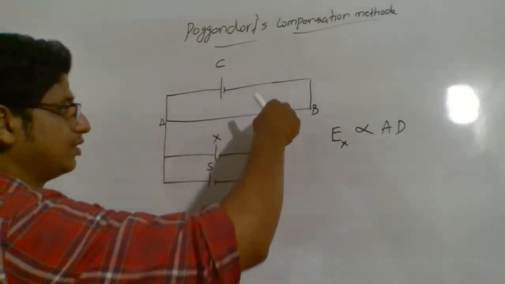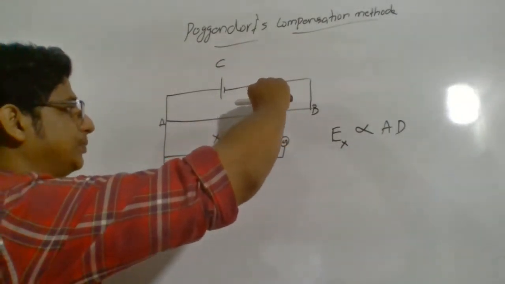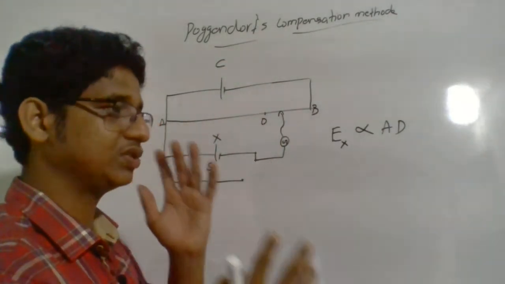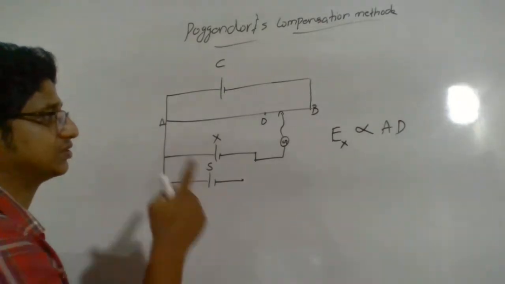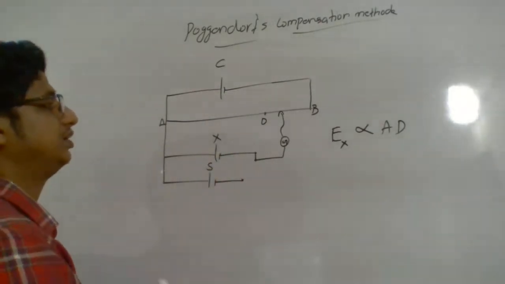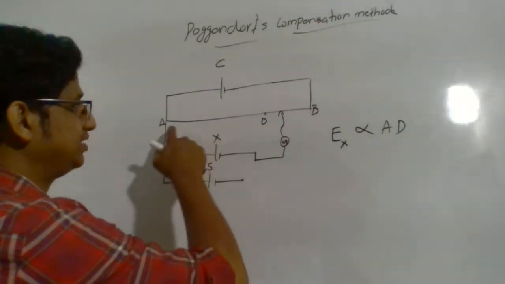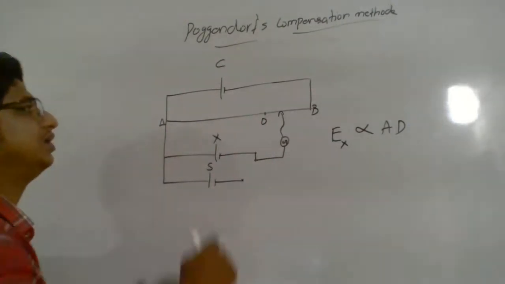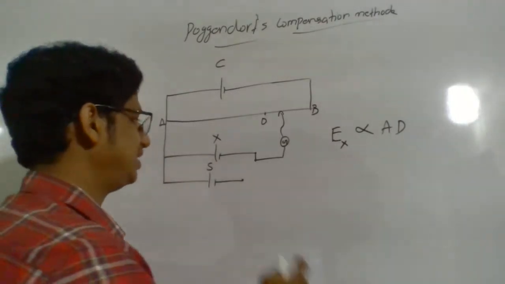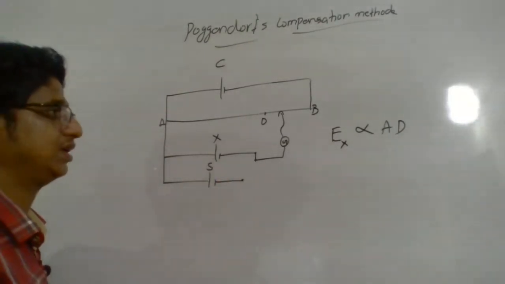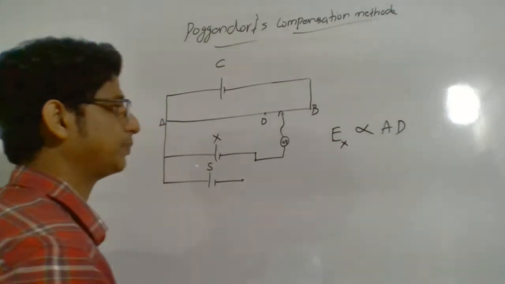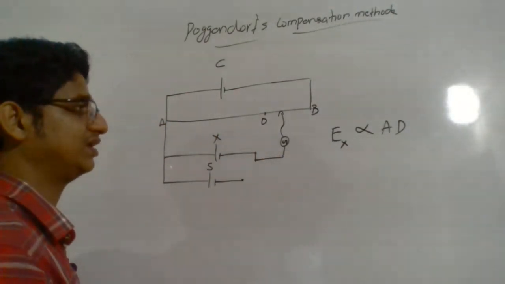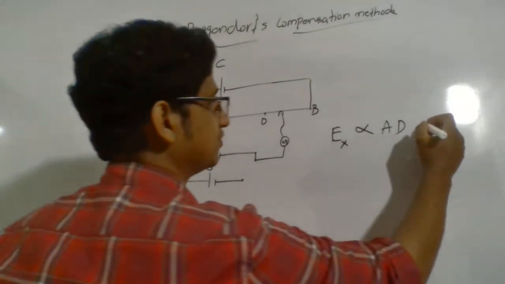So this is the point. Now you put the jockey here, and this is the point where the galvanometer shows null deflection. No electric current is passing through the entire circuit, which means this is the null deflection point, or AD is the balancing length where the external EMF cancels the EMF of the unknown cell. So EX is proportional to AD, the EMF of the unknown cell is proportional to the balancing length AD. That's the first equation for you.